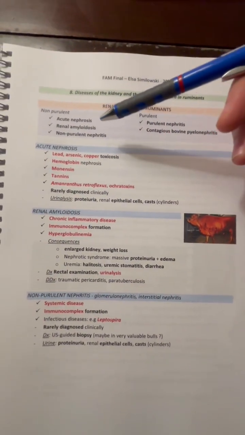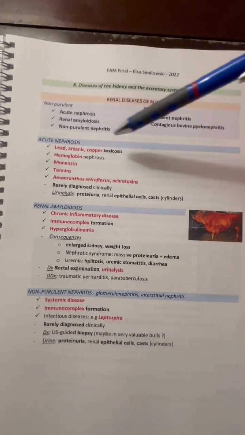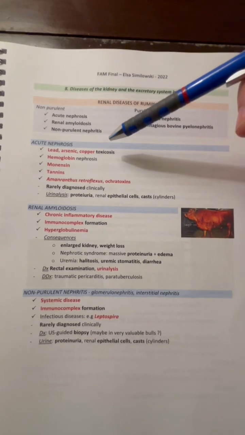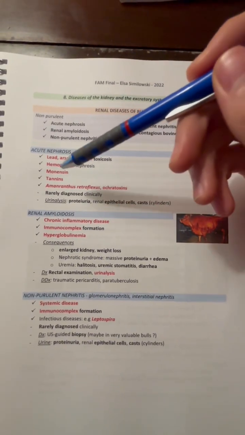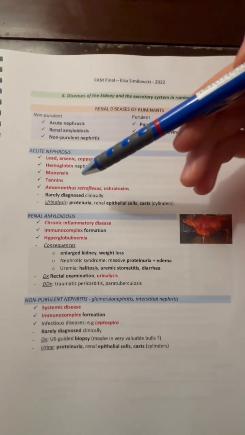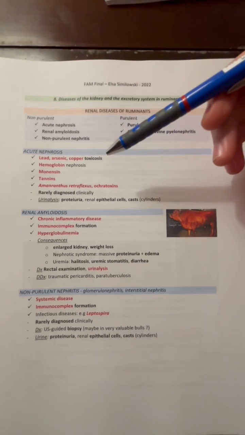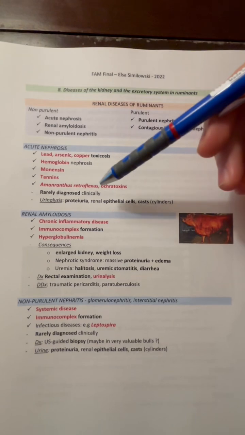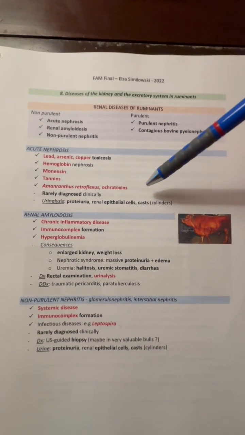Acute nephrosis can be caused by lead, arsenic, and copper toxicosis, as well as hemoglobin nephrosis, as well as monensin and tannins. It's rarely diagnosed clinically, but if it is to be diagnosed, you do a urine analysis and you can see proteinuria and renal epithelial cells and casts.